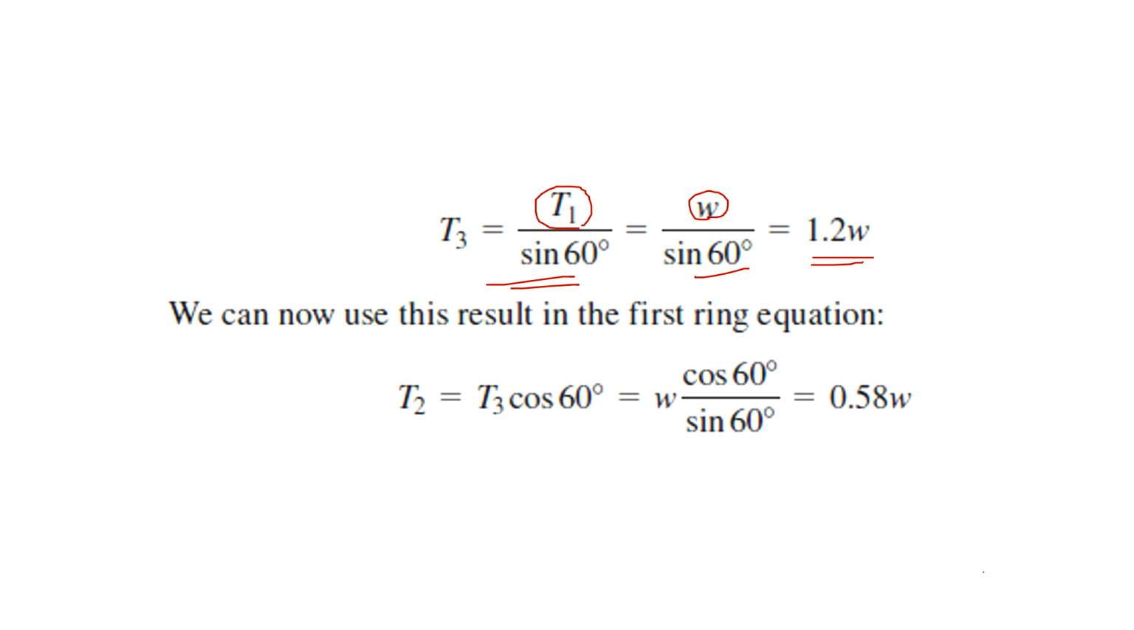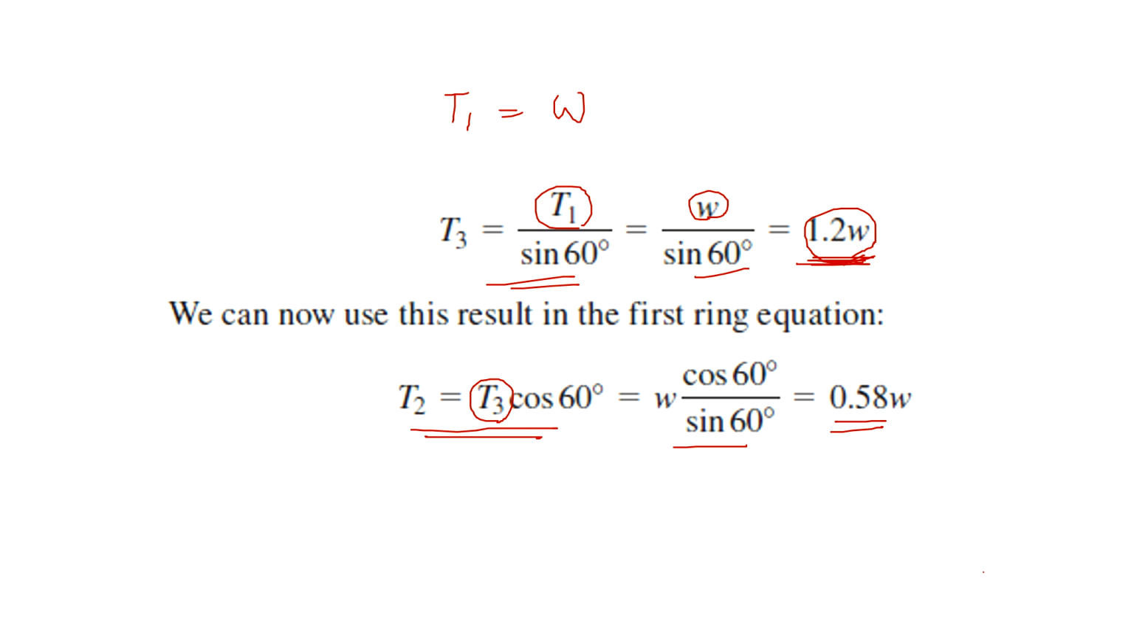Now you will have to use this back in the second equation to find that T2 equals T3 cos 60 degree, and here for T3 you can substitute 1.2 W. From that you will get T2 to be 0.58 W. So now you have got all these three tensions in terms of W. T1 is W itself, T3 and T2 are given by these two equations. So the problem is solved.